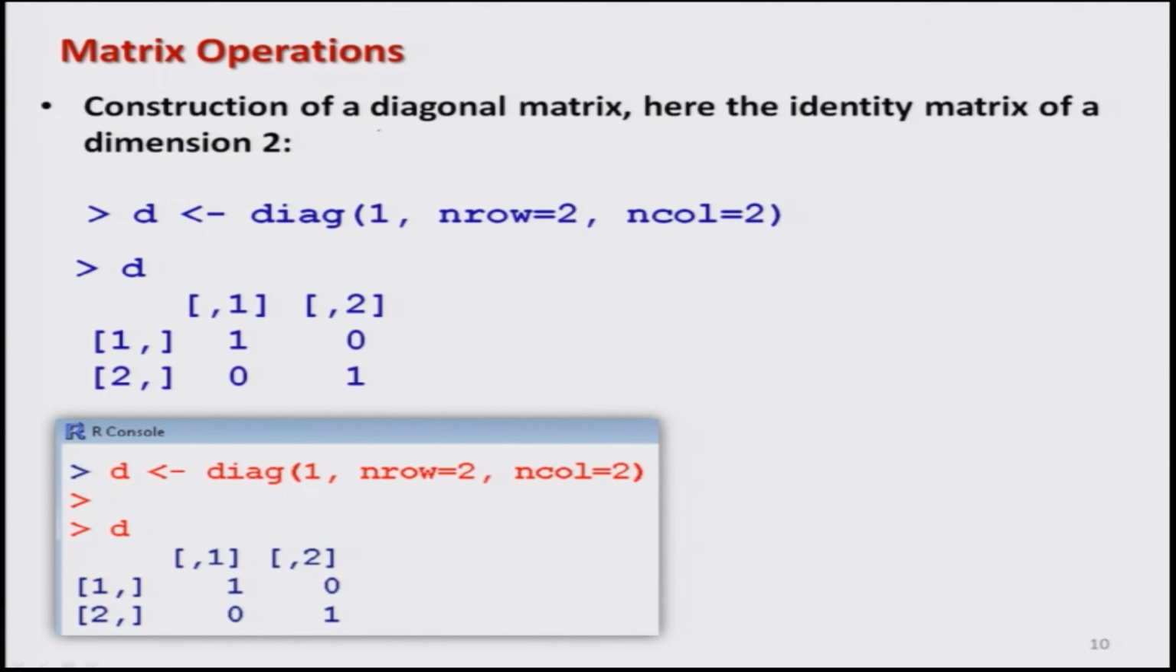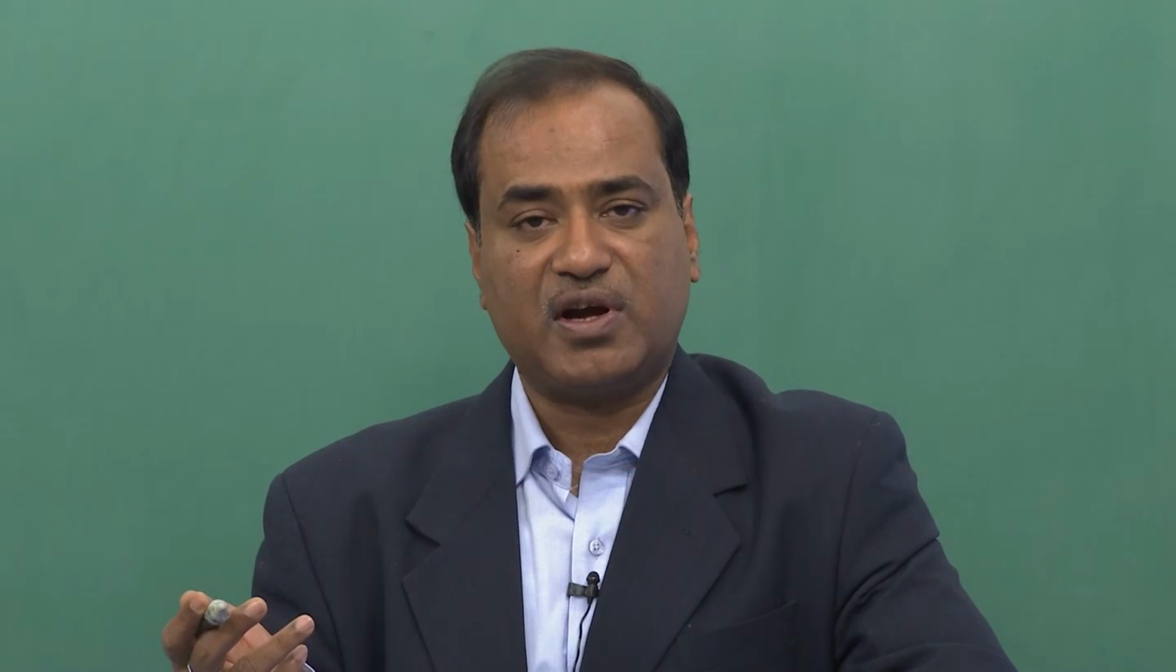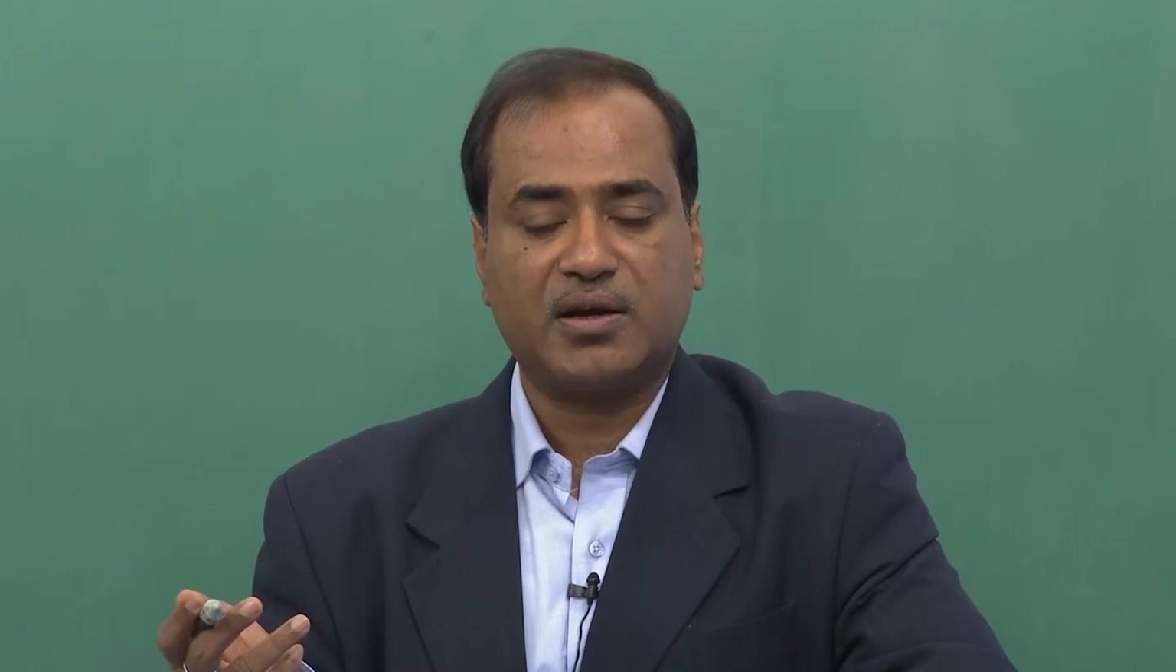Suppose I want to construct a diagonal matrix. What is a diagonal matrix? The diagonal matrix is the one in which all the elements on the diagonal are going to be the same and off diagonal elements are going to be 0. For example, an identity matrix. Identity matrix is a very popular diagonal matrix in which all the elements on the diagonal are 1 and all the elements off the diagonal are 0.